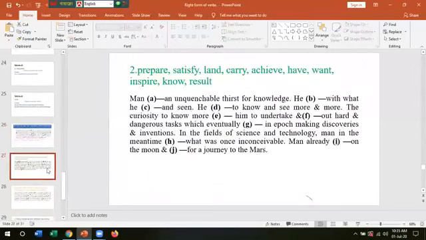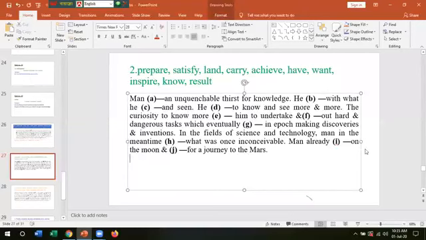Number 2. We are going to number 2. Here the given verbs are prepare, satisfy, land, carry, achieve, have, want, inspire, know, result. It is a common exercise, but it is important because if you go through your test papers, you will find this question in many schools. Man has an unquenchable thirst for knowledge.